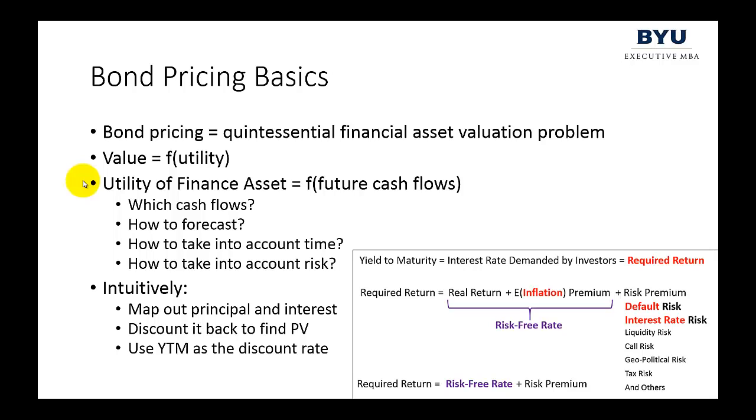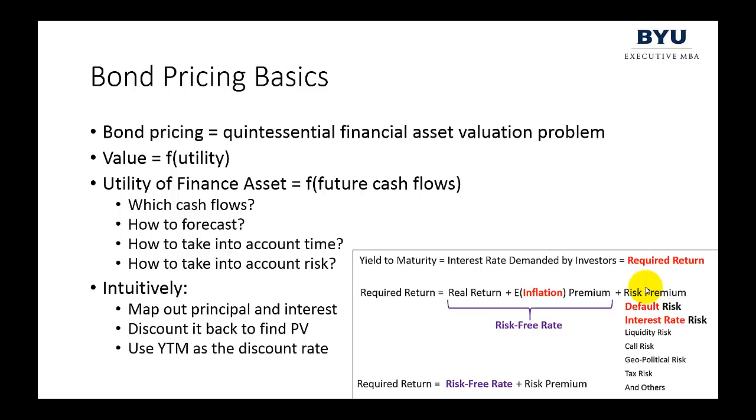The last question is, how do we take into account risk? Well, there's a reason why I'm keeping a copy of this other slide in front of us. Notice that the required rate of return captures all of the risk that we think is contained in this particular asset. So what that means is if we use the yield to maturity as our discount rate, we will be, to the extent possible, capturing all the risk that we can measure in this asset.